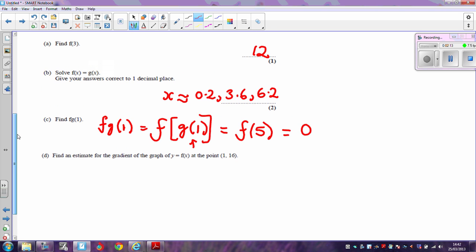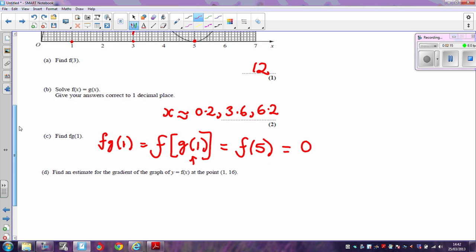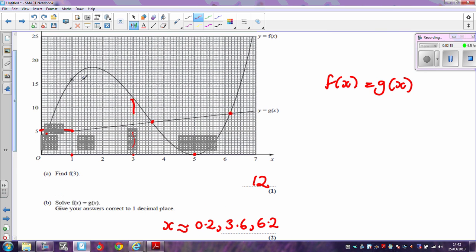Part D says find an estimate for the gradient of the curve y equals f of x at the point 1, 16. So first of all, let's find the point 1, 16. Well, they've marked it for us here, and we're going to find the gradient of the curve at that point. Now, we don't know the equation of the curve, so we can't use differentiation. What we need to do is draw a tangent to the curve at that point there. And in order to do that, I need to use a ruler. So my tangent is going to be something like that. So there's my tangent to the curve, and my job now is to find the gradient of that tangent.